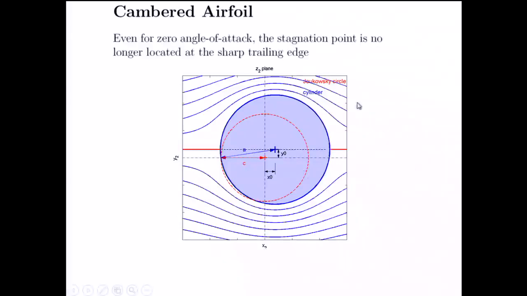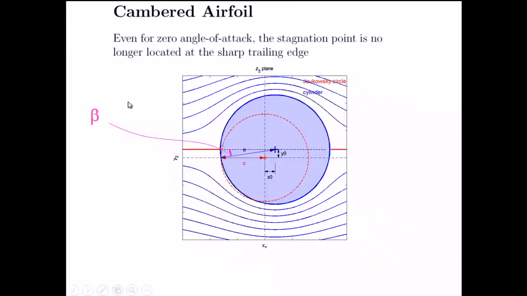Okay, so another thing to mention is that for a cambered airfoil, even for zero angle of attack, the stagnation point is no longer located at the sharp trailing edge. You can see that this is the critical point, but when we sketch the flow field of this cylinder, we have a stagnation point here. Can you see the difference? So the stagnation point is no longer at the critical point, which means that even if the airfoil is at the zero angle of attack, it will have a lift naturally generated.